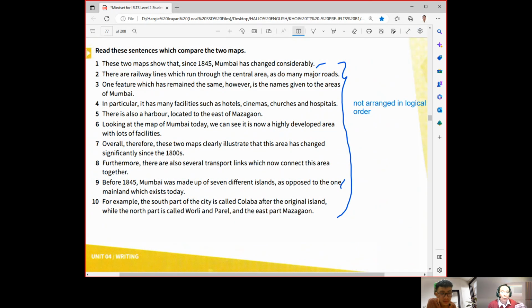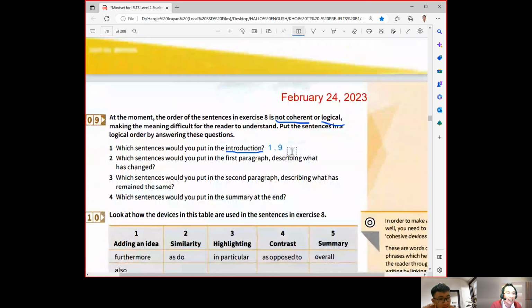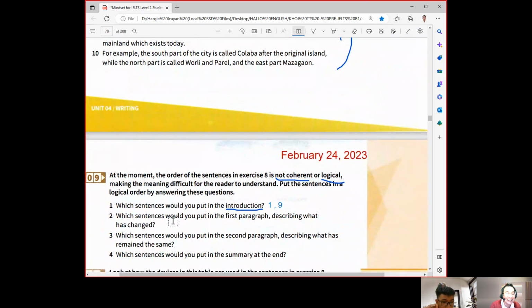Okay. When we are talking about logical order, that would be in order. So what would be the first sentence first? Again, the question is number what? Number 10. The question is which sentences would you put in the first paragraph?